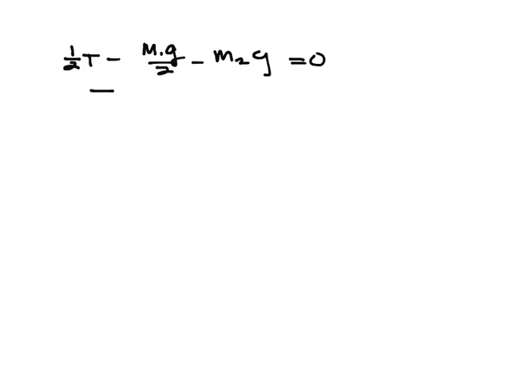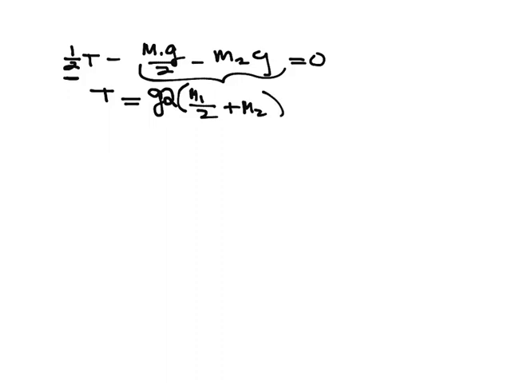And I'm going to solve for t. I'm going to bring all of this to the other side and multiply by 2. So I have t is equal to g times, I'm multiplying the whole thing by 2 to get rid of this 1/2, so g times 2 m1 over 2 plus m2.